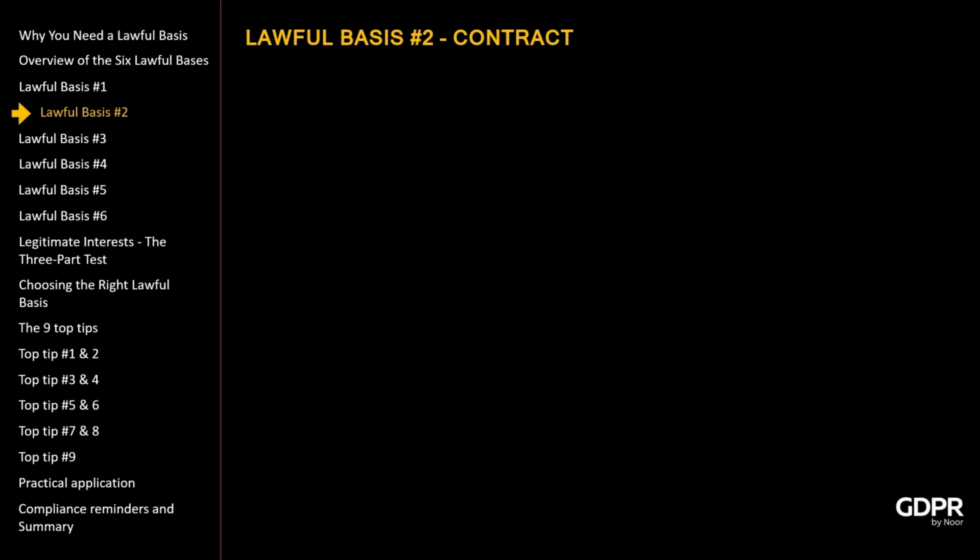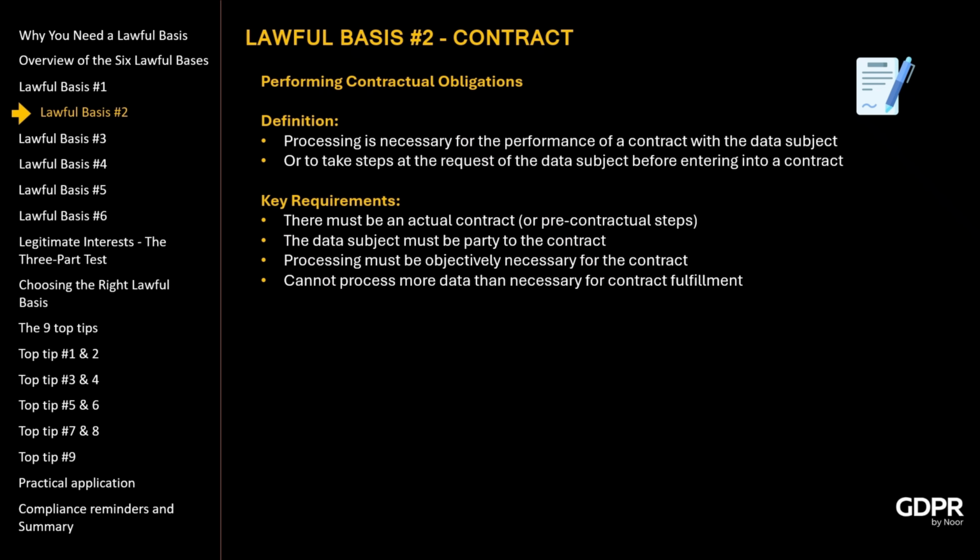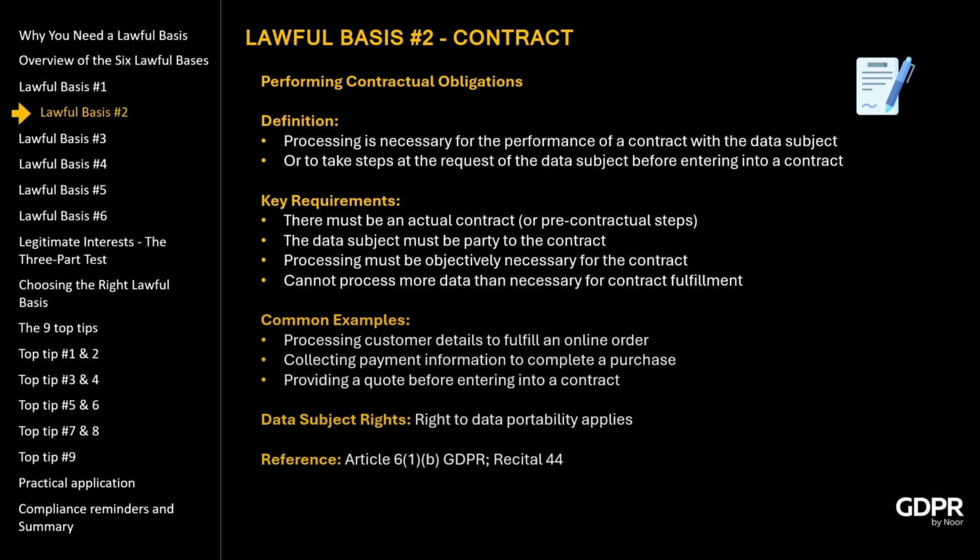Lawful basis 2: contract. This basis applies when you need to process personal data to perform a contract with the individual or take pre-contractual steps at their request. The person must be a party to the contract and the processing must be genuinely necessary to deliver what the contract requires, nothing more. Typical examples include processing customer details to ship an order, collecting payment information to complete a purchase, or providing a quote before a contract is signed. When you rely on this basis, the right to data portability applies. This comes from Article 6(1)(b) and Recital 44 of GDPR.